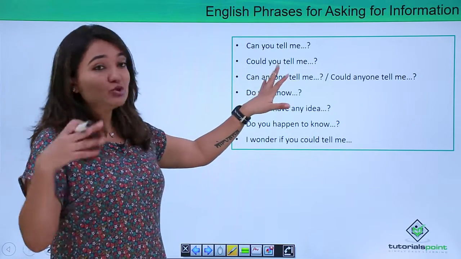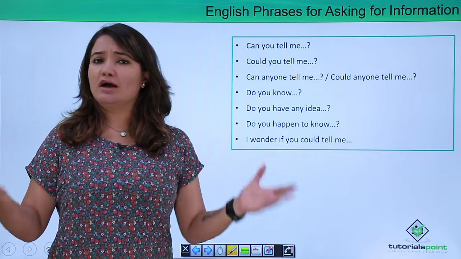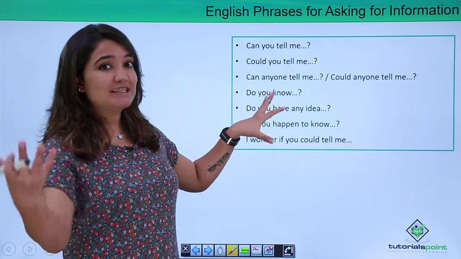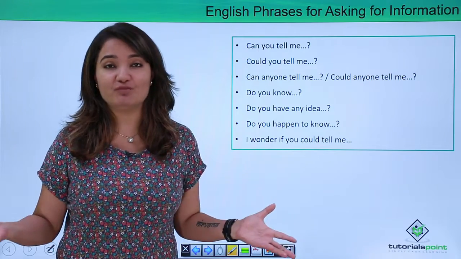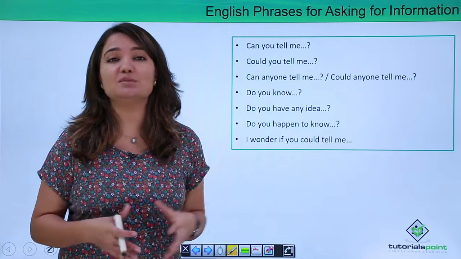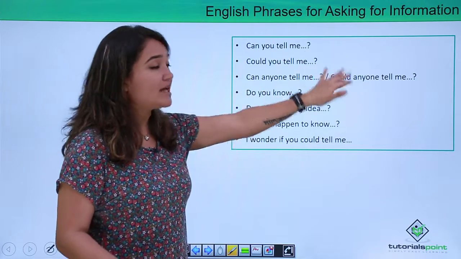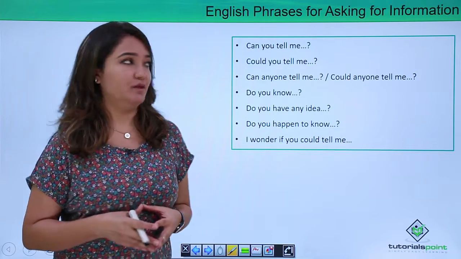Okay. Could you tell me is more of a form of request, right? So again, a polished and formal way of asking. So can anyone tell me? Here you are asking the entire group of people. In these first two phrases you were just asking a particular person, but can anyone tell me or could anyone tell me is more referring to a group of people.